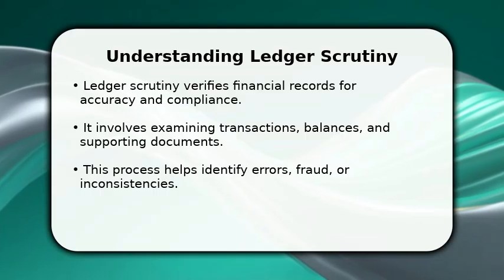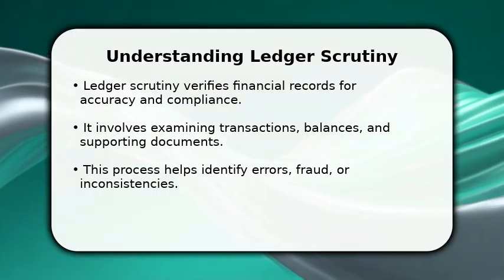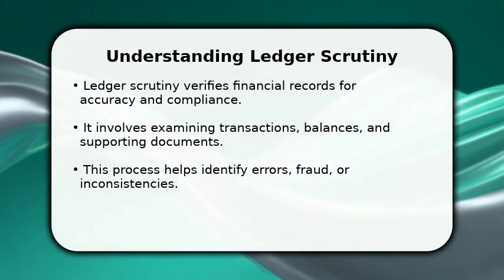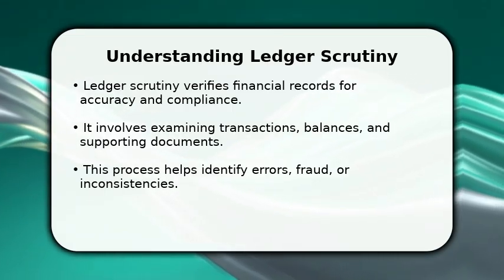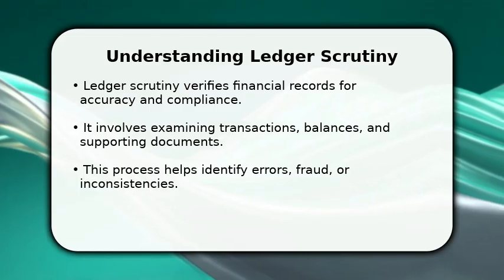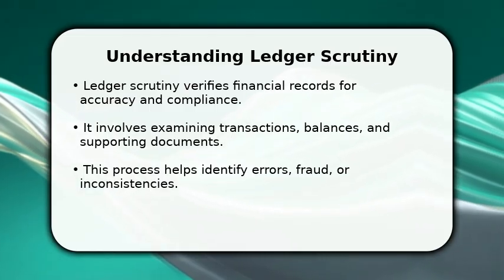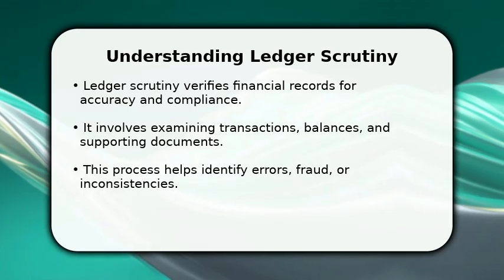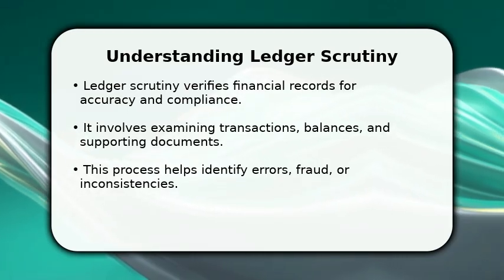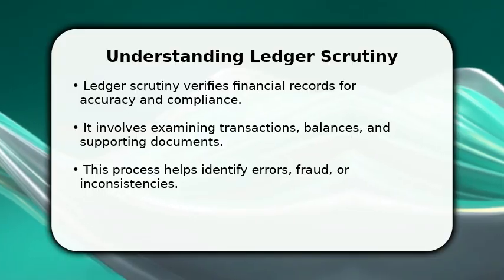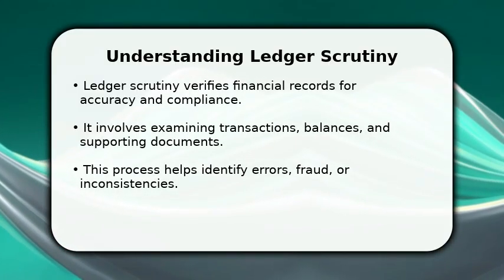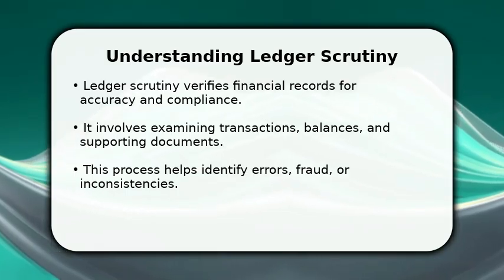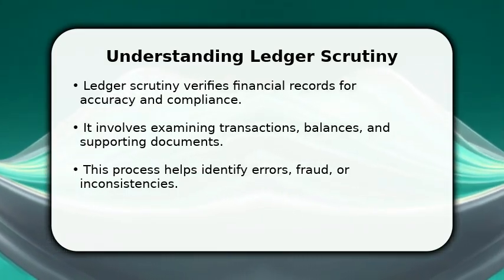In this video, I will explain how to do ledger scrutiny. Begin by understanding the purpose of each account and its normal balance. Next, obtain the general ledger and any relevant subsidiary ledgers. Compare the opening and closing balances to ensure they reconcile. Pay close attention to large or unusual transactions that might require further investigation. This foundational step is crucial for effective financial oversight.